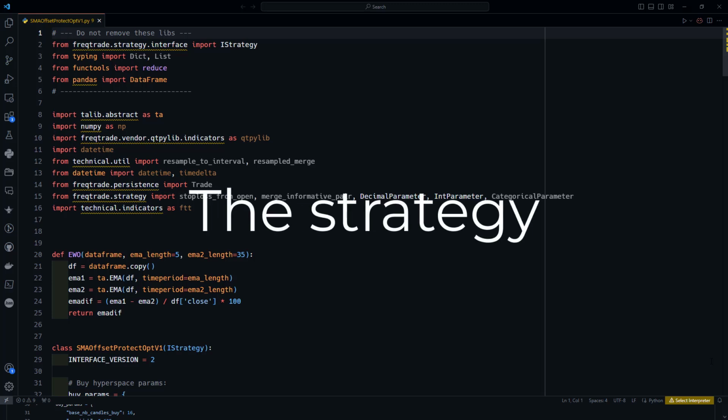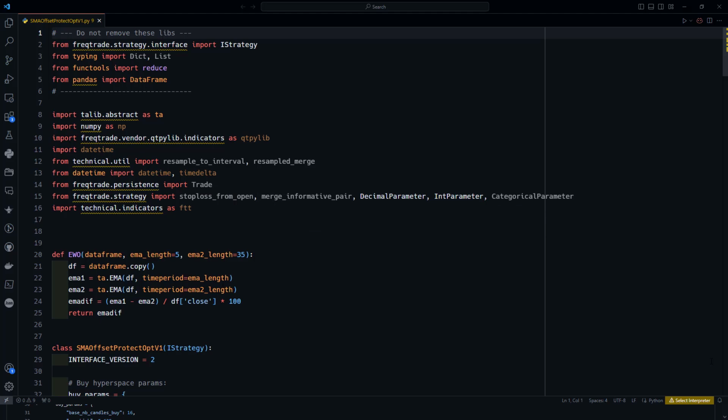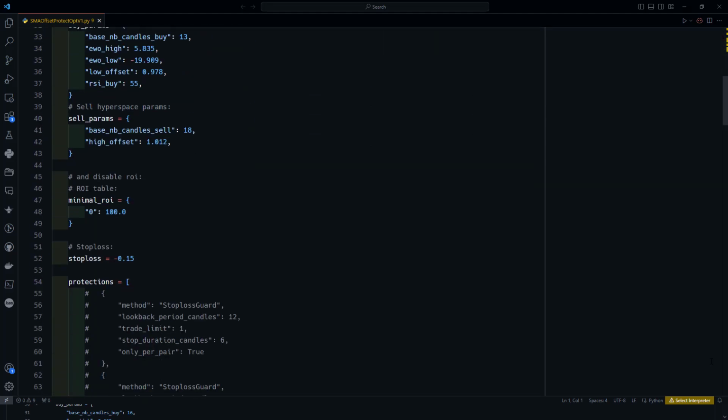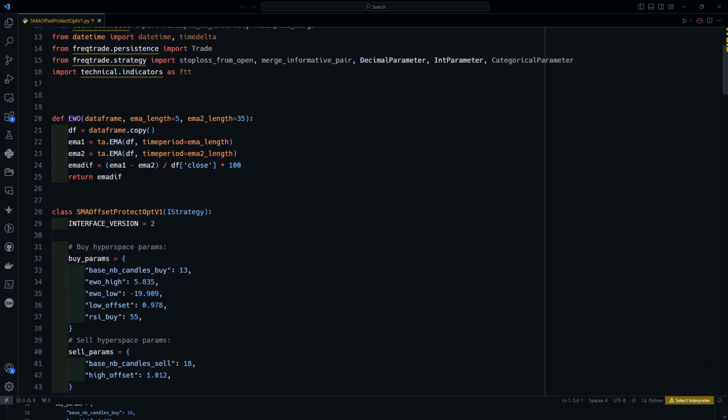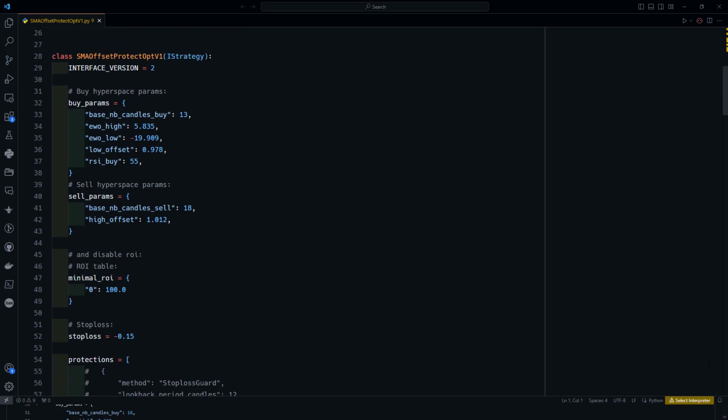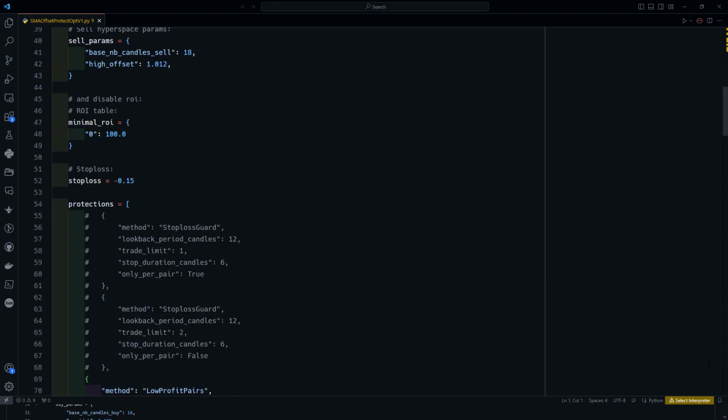Let me glance over the code so that we can understand what its intentions are. The code for the algorithm has a function that creates the Elliott wave oscillator. That indicator will be used later in the buy and sell settings. Then there is a section with dictionaries that hold the buy and sell settings. These will also be used later in the algorithm.